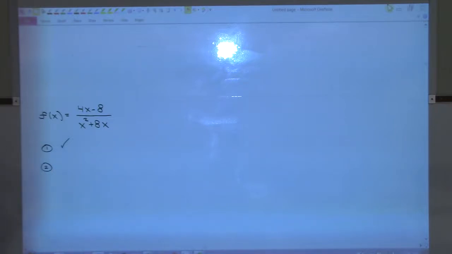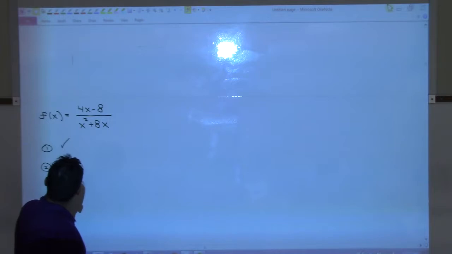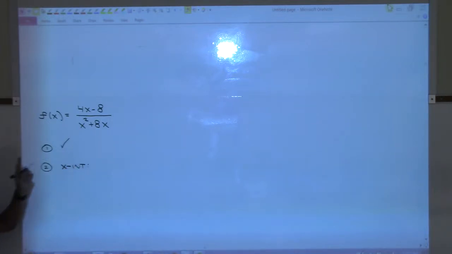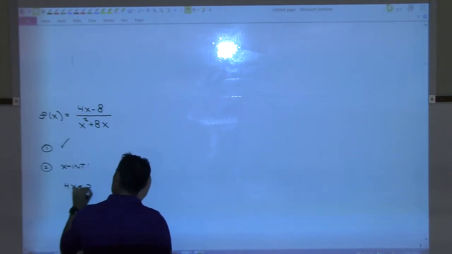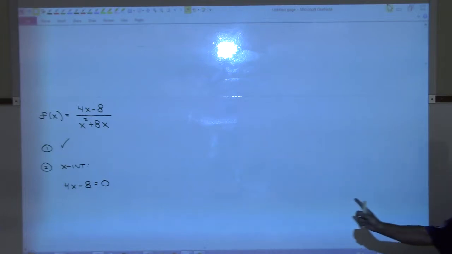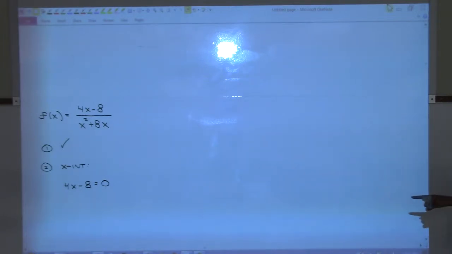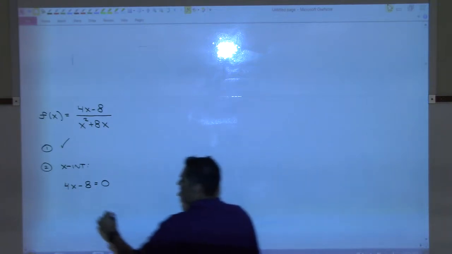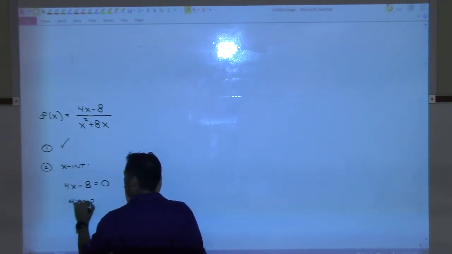Then, what's the process for the x-intercepts? Set the numerator. And the numerator is which part? Top, right? So set 4x minus 8 equal to 0. This is a linear equation, everyone, right? The method for solving a linear equation is to isolate x, get x by itself. So we'll move the 8 over, divide by 4, and we'll have an answer. So add 8 to both sides. Divide by 4, we get 2.